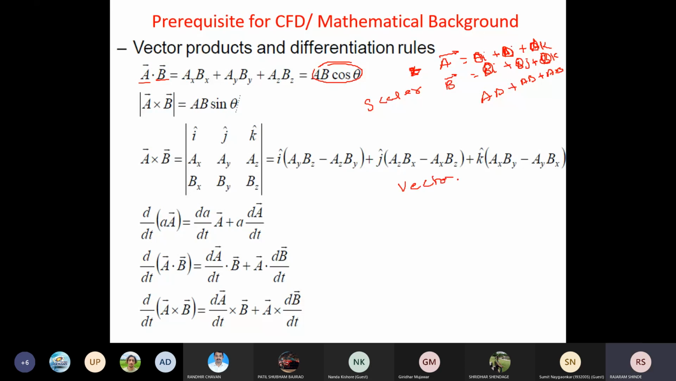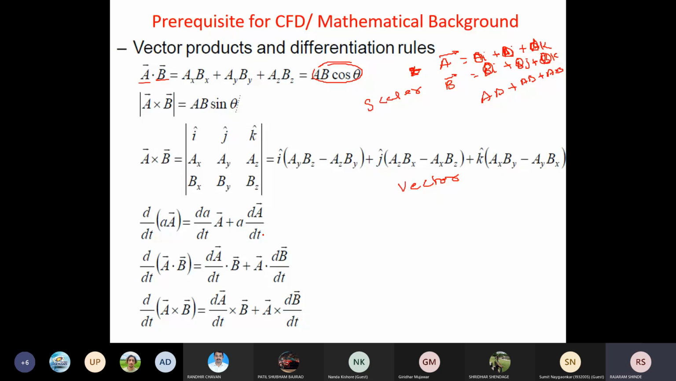Okay, now this is about the products. The next is, if we want to calculate the derivative of a scalar multiplied by a vector, that is d/dt of a A bar, where small a is a scalar and A bar is your vector. Okay, it is the derivative of the scalar times the vector plus the scalar times the derivative of the vector.